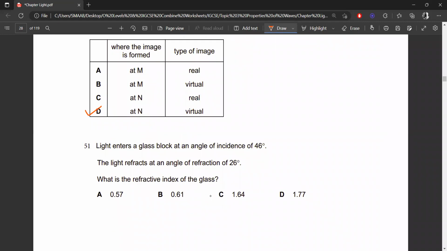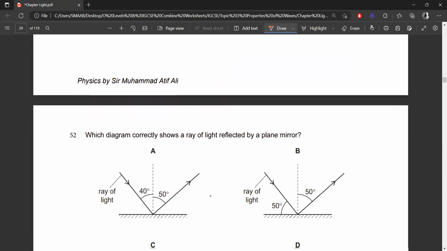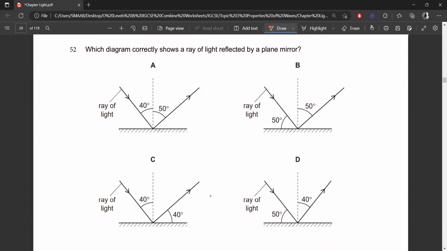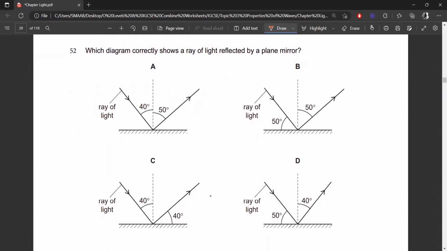Again, this is related to refractive index. Angle of incidence and angle of refraction are mentioned. We just need to calculate with the help of the formula. n is equal to sine i over sine r. It's C. 52 is again repeated. We solved this part, which is equal to D.